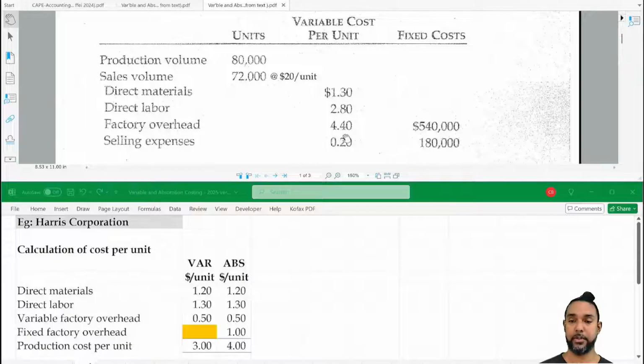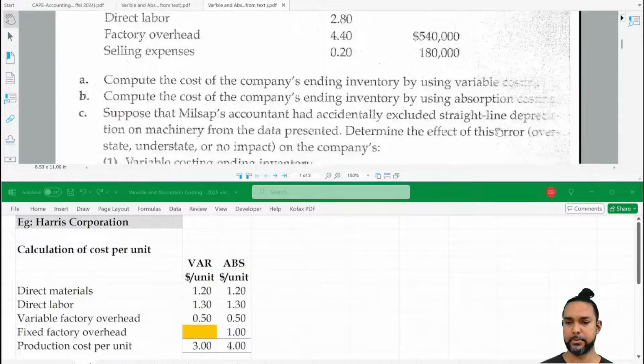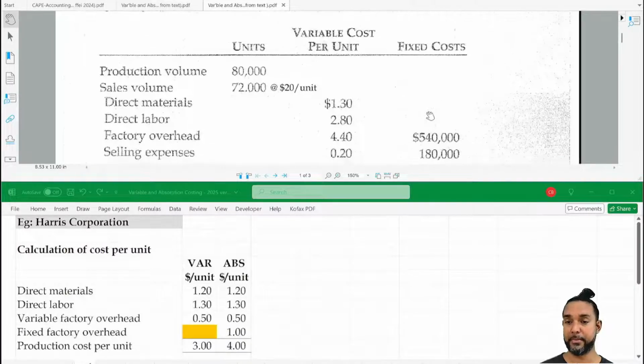Now, what do they want us to do? They want us to compute the cost of the company's ending inventory by using variable costing, and compute the cost of the company's ending inventory by using absorption costing. They also have some other stuff there. Don't worry about that, but we will be doing the income statement later.